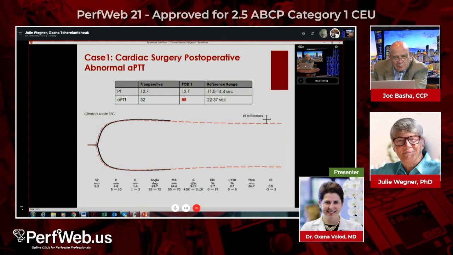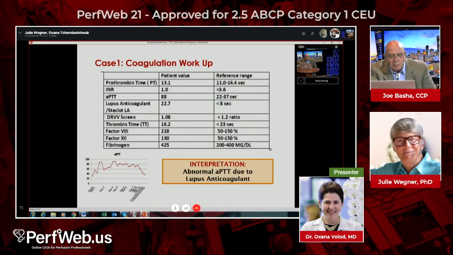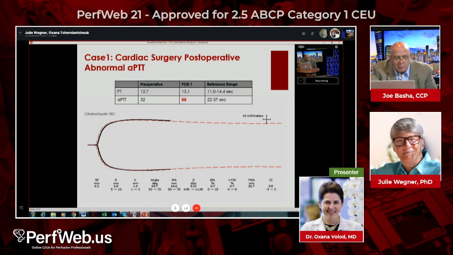Now, being in coagulation and in the laboratory, I have the advantage of running coagulation assays. However, getting results of coagulation assays can take several hours, sometimes several days. So in this particular case, as you can see, we did many assays, several PTT-dependent factors, which were normal. However, the patient was positive for lupus anticoagulant. So in this particular case, her abnormal PTT was due to the presence of lupus anticoagulant.